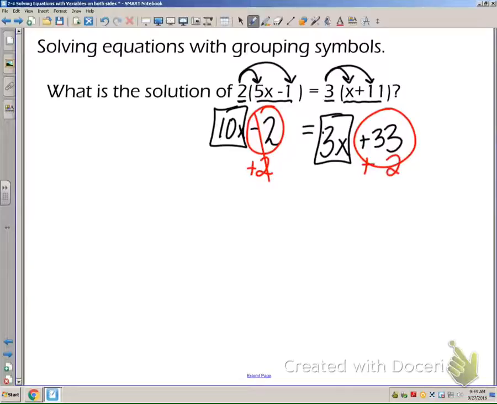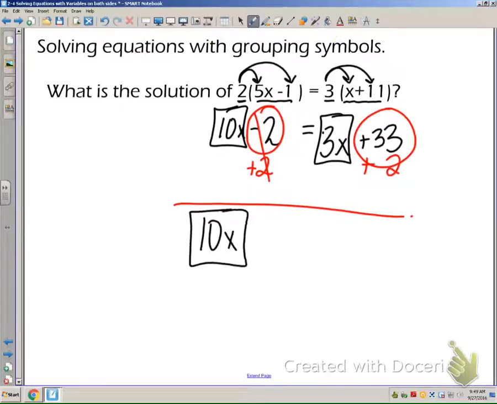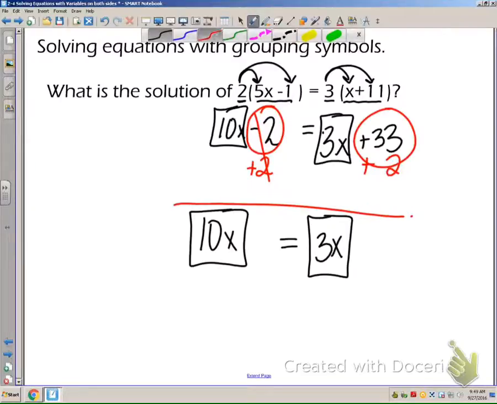Notice I lined it up under the other circle. So I've got my black box still, my 10x, and I've got my equal sign. This is gone, so I don't need to bring it down, but I need to bring down my 3x. And then I'm just going to go ahead and combine these over here. What is 33 plus 2? Well, it's going to be a positive 35.